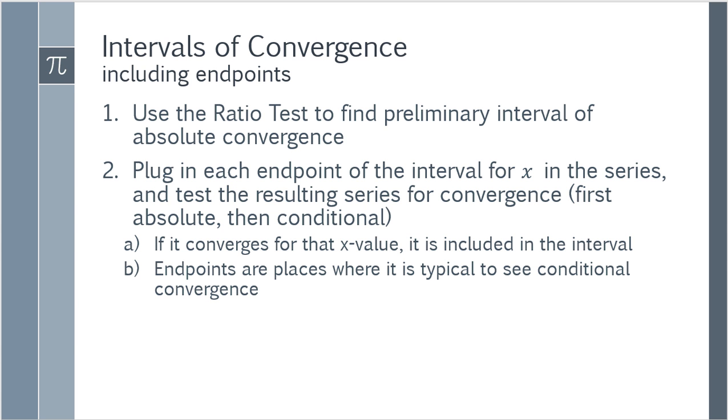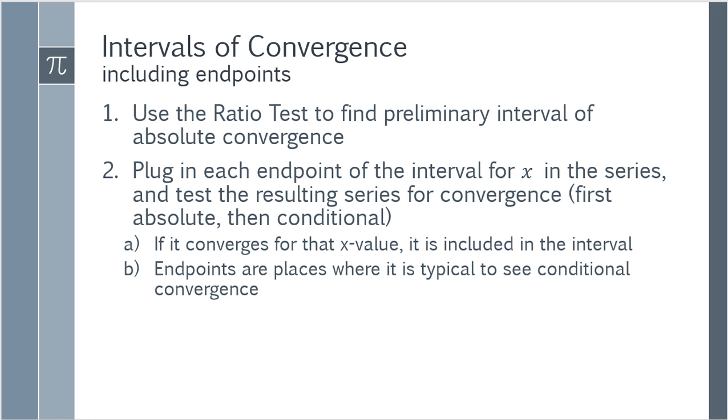So now we can come back and talk about how we actually find the final interval of convergence, including our endpoints. The way we do this, we use the ratio test to find the preliminary interval of absolute convergence. Because we're using the ratio test and the absolute value signs, our preliminary interval is always for absolute convergence. But we haven't talked about checking the endpoints.